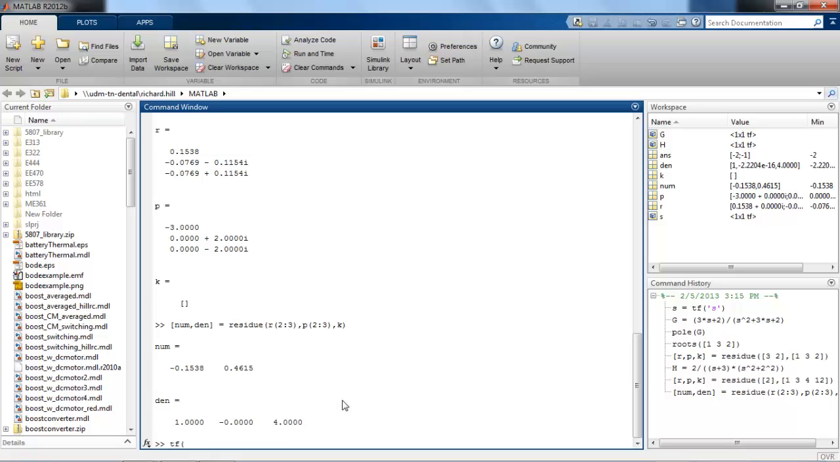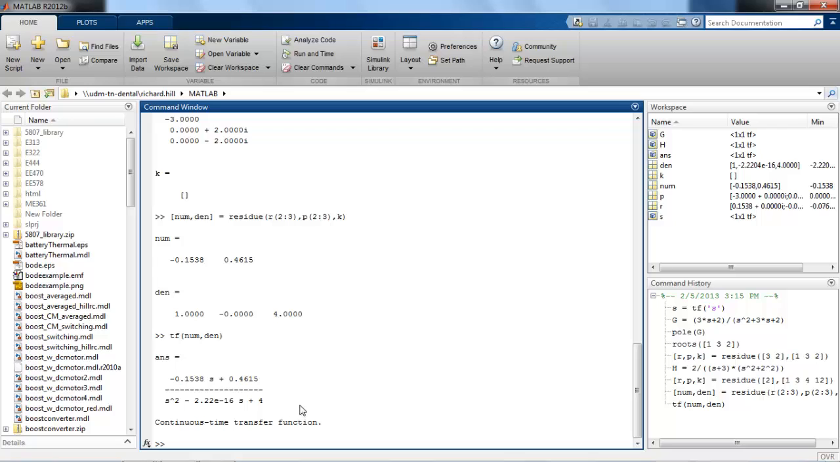And I can use the TF command to rewrite that as an actual rational function in terms of s. In this case, these coefficients in the numerator are the ones that I used in the previous example, so they should maybe look familiar. The denominator is s squared plus 4. The s term has a very small non-zero value, and that's basically just due to round-off error. So the denominator in reality is s squared plus 4.